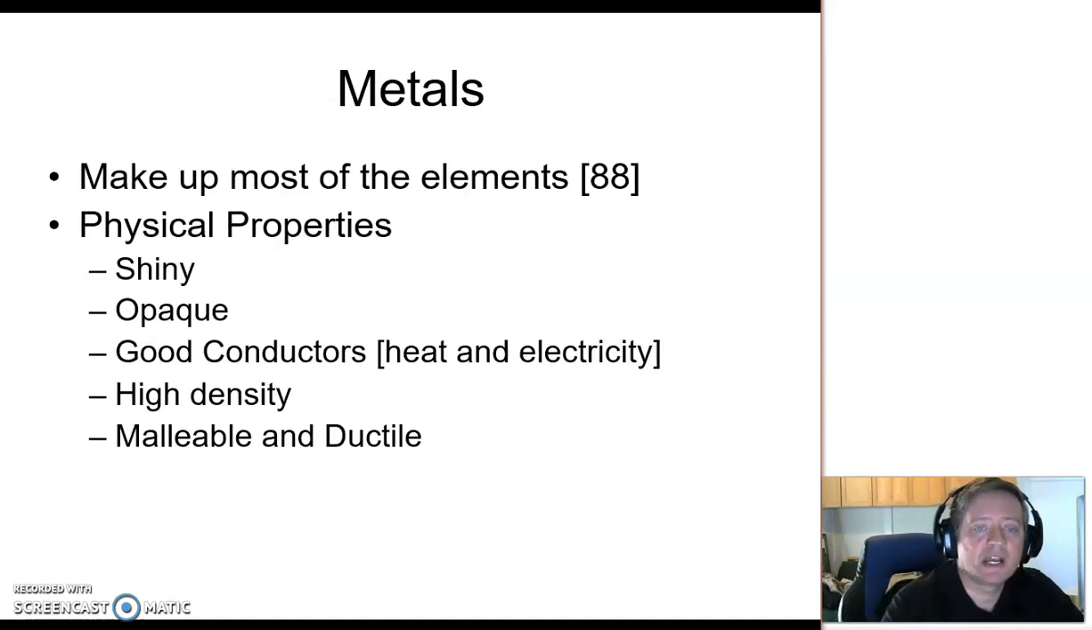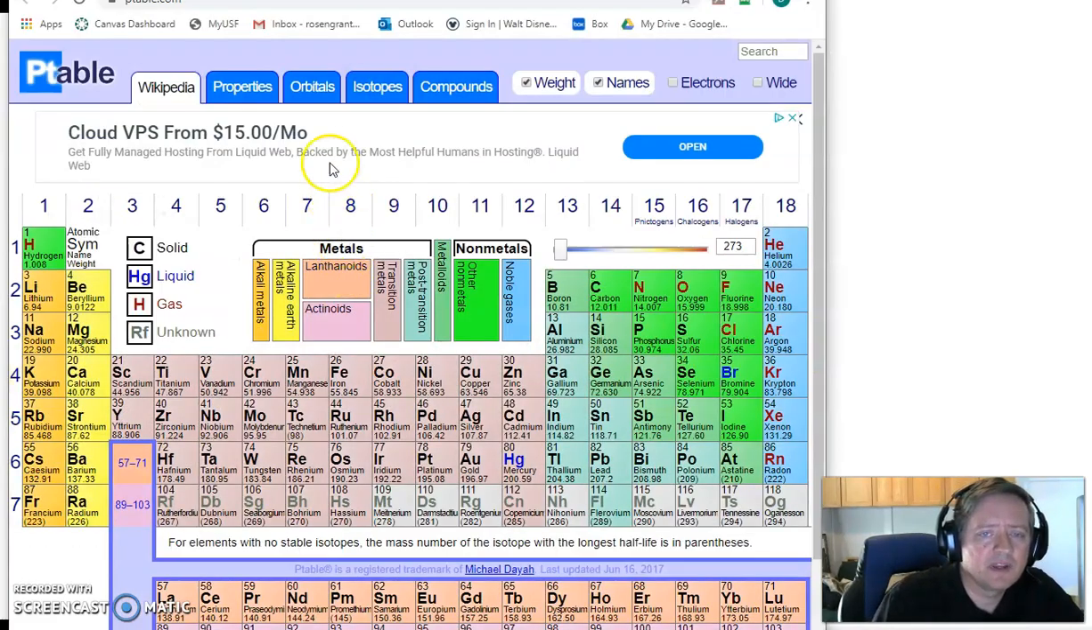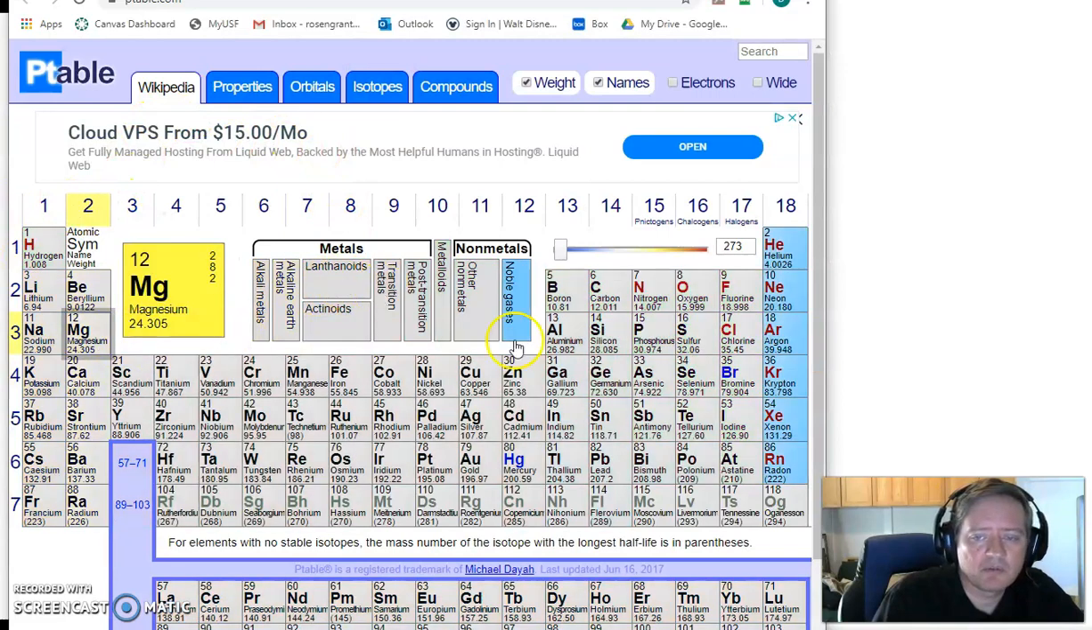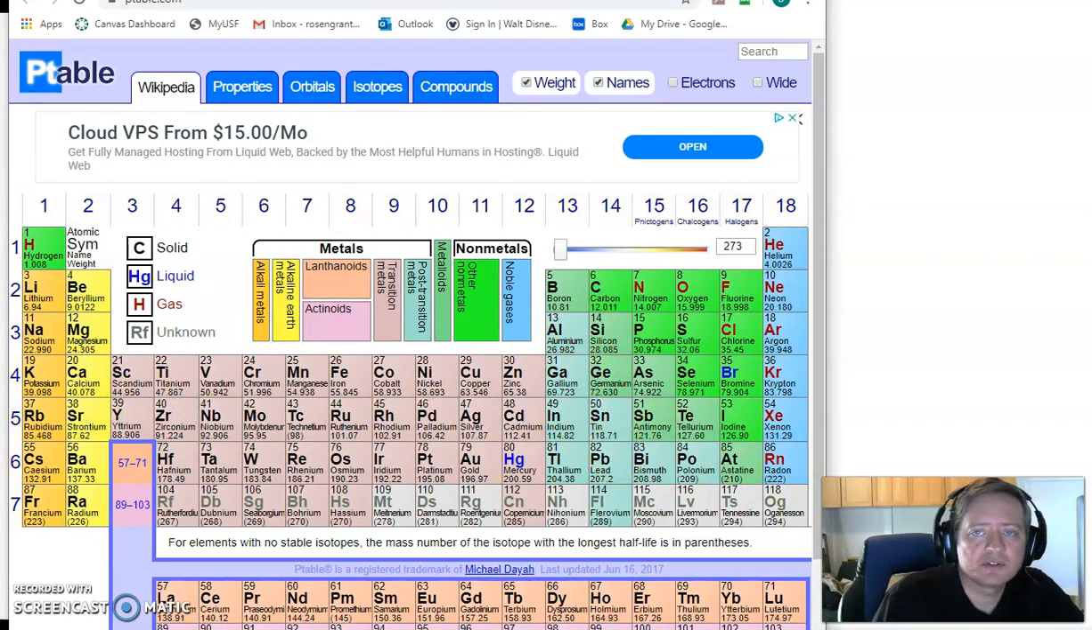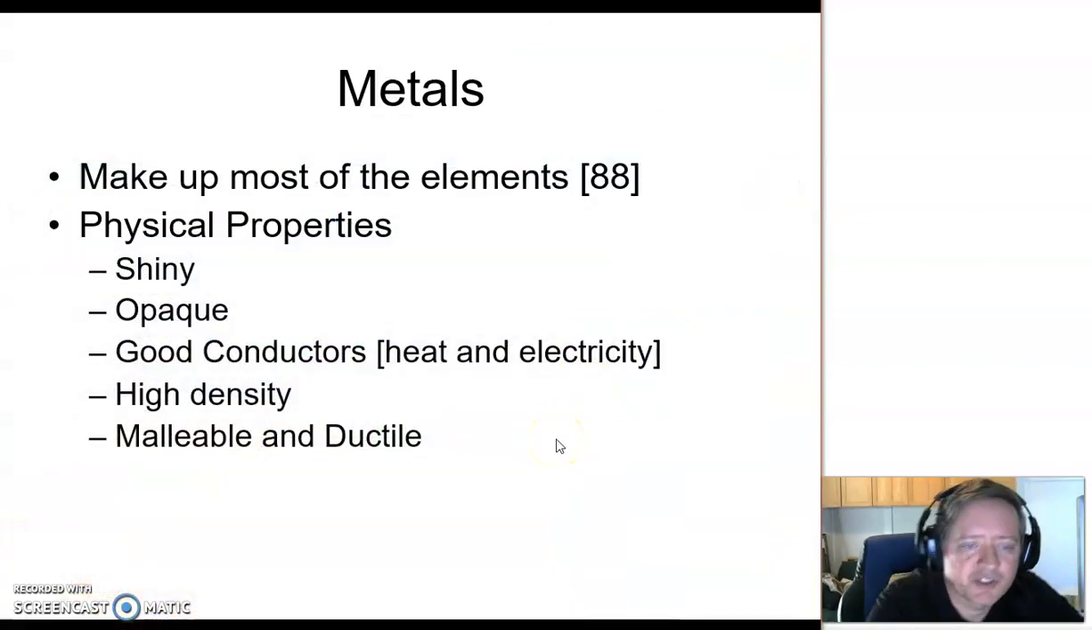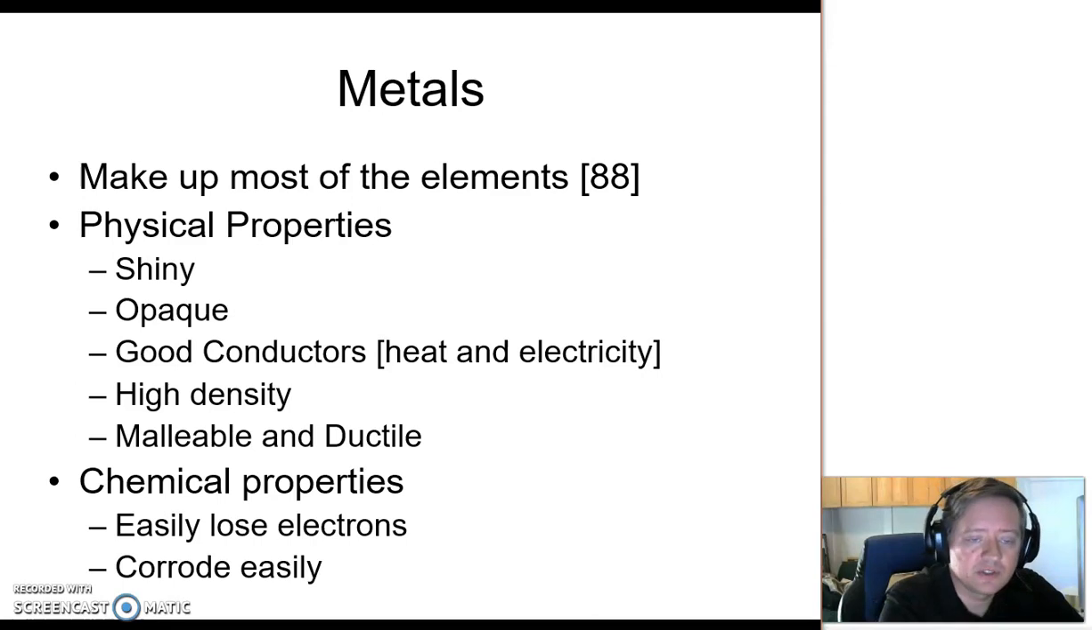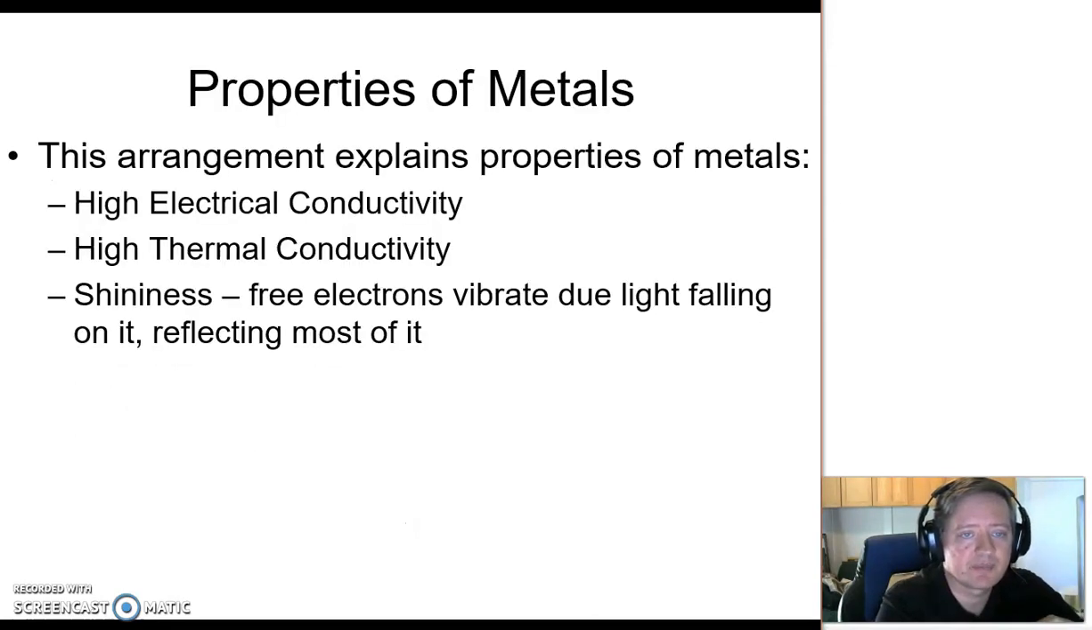Metals make up most of the elements, 88 of them. So if we look along here, these are metals. These are shiny, opaque, good conductors, high density, malleable, and ductile. Malleable means I can bend it into different shapes. Ductile means I can draw it into long, thin wires. They easily lose electrons and they corrode easily.